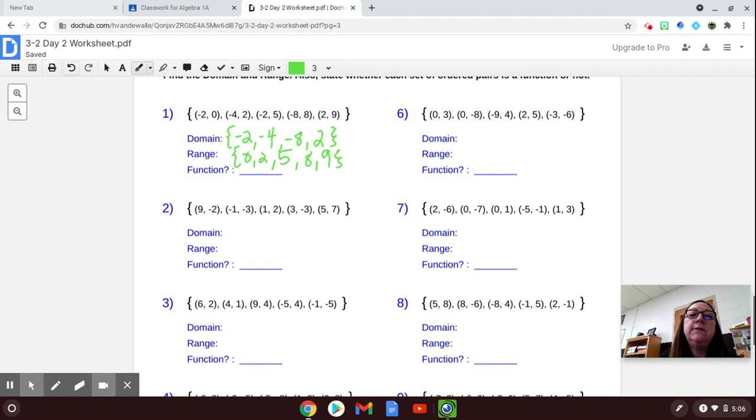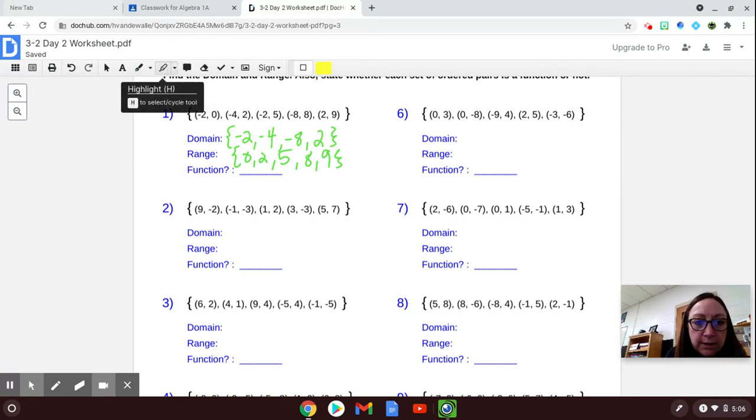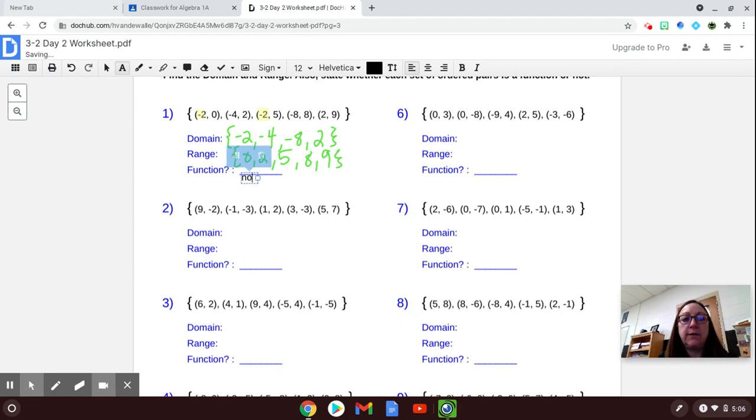Okay, now, is it a function or not? We can tell if it's a function by looking at our x values, okay? So if we look at our x values, -2 happens 2 times. Okay, since -2 shows up twice, that makes our answer for this part a no. That is not a function. Okay, so if all the x values are different, it is a function.